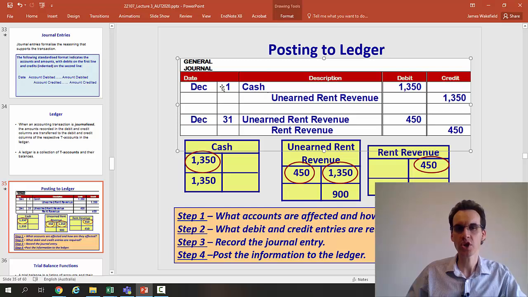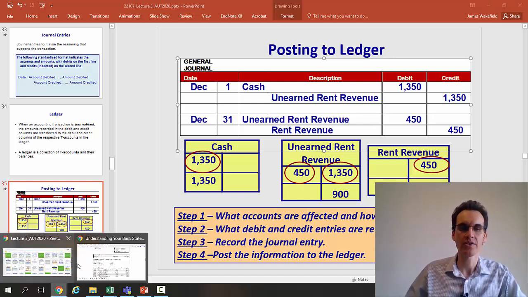The first journal entry is on December 1, where we received $1,350 of cash from the customer. And that is for unearned rent revenue. So basically the customer has paid us in advance. So it's like the example I gave you with Qantas.